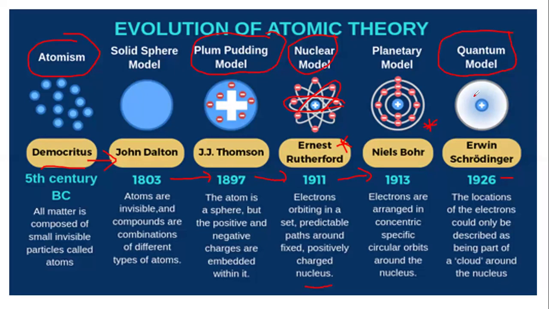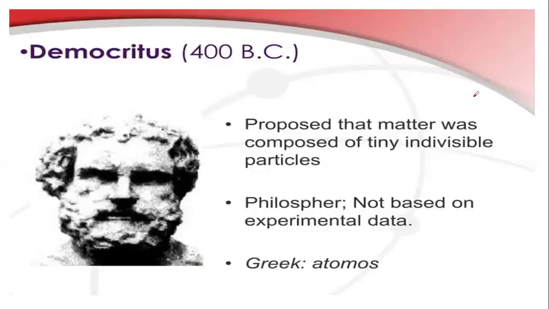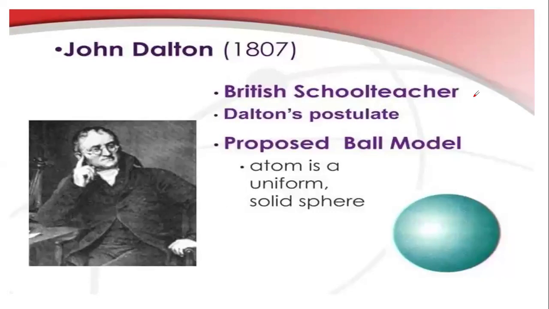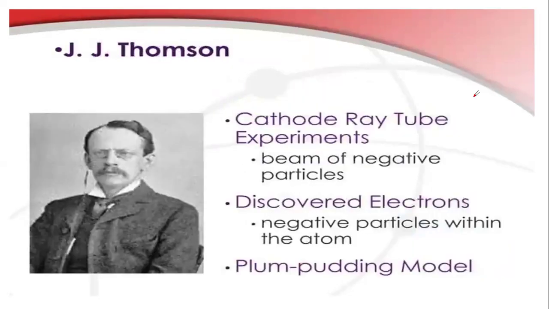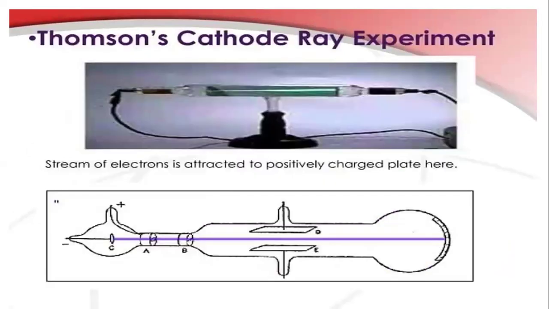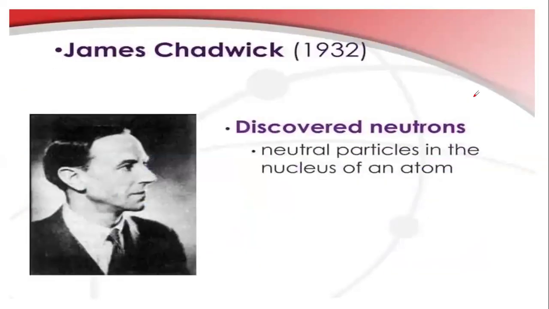So this is the evolution. You have to take time to know the contribution of each, because you might not know what questions may come. Here I put notes on each individual scientist. You can take a look at them, or I will upload the notes on Drive. This is Democritus and his contribution. We have John Dalton, Thomson. If you want to see them, I even included their pictures there. Then Ernest Rutherford, and you have James Chadwick.